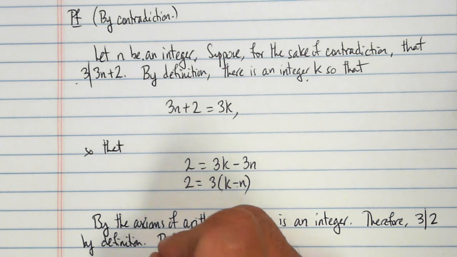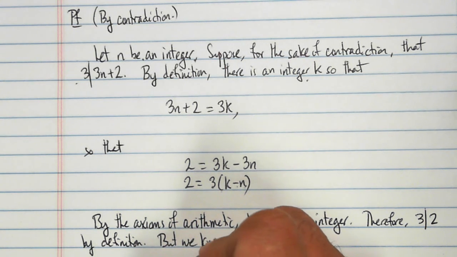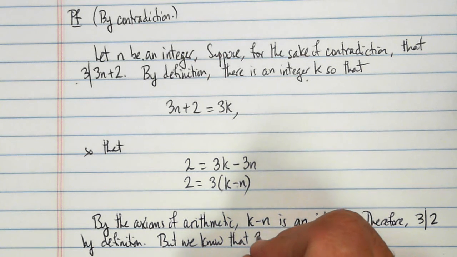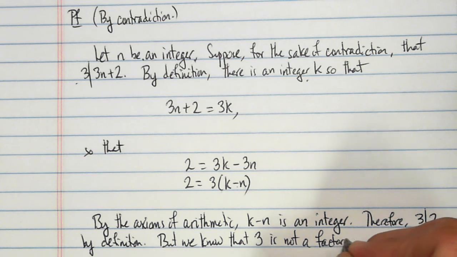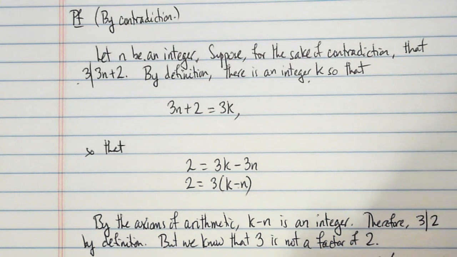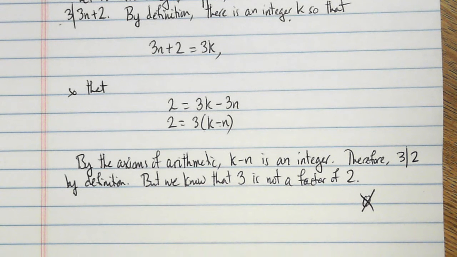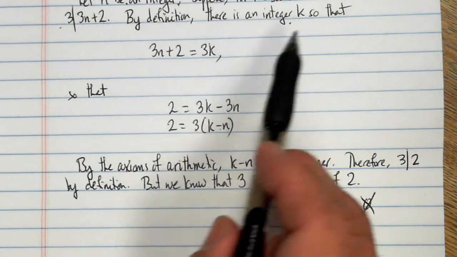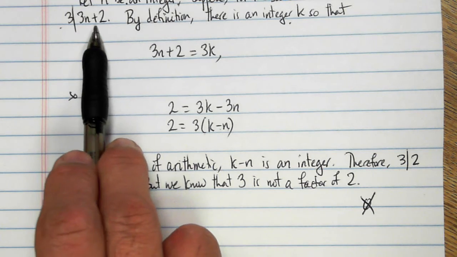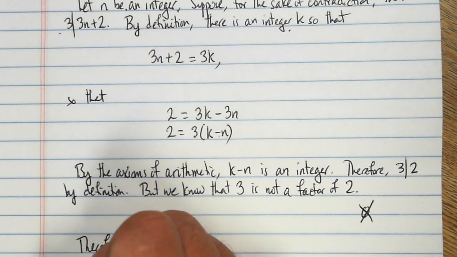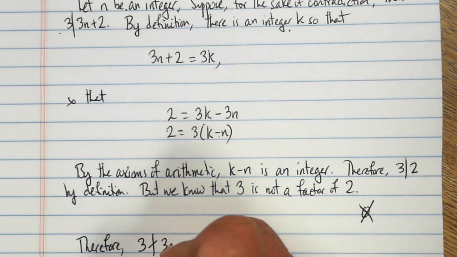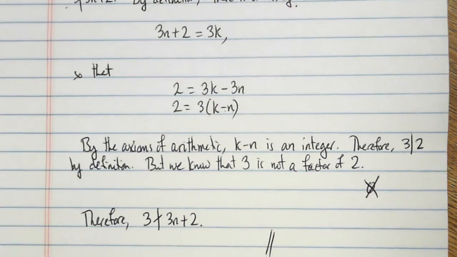Well, that's not right, but we know that 3 is not a factor of 2. And so that's our contradiction. And so I put my contradiction symbol, 3 divides 2, but we know full well that's false. So that's my contradiction. Now what did I contradict? I supposed that 3 divided 3n plus 2, that's false, and so I conclude, therefore, that 3 does not divide 3n plus 2, and that's the end of the proof.